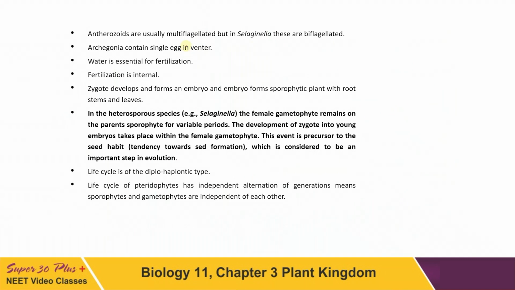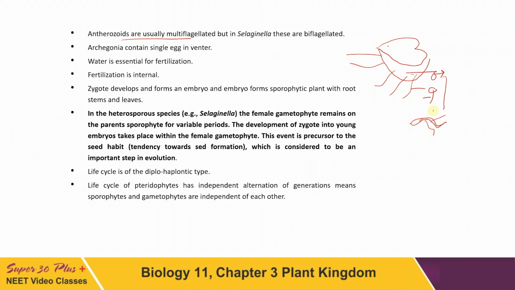Antherozoids are multiflagellated. This is the prothallus. You see, on the ventral side of the prothallus, these are the rhizoids. The male and female sex organs will be there on the ventral side. The male will make multiflagellated and spiral antherozoids, which need water. They will reach the archegonia. Archegonia are comparatively reduced, and have the egg inside. Archegonia contain a single egg. Water is essential for fertilization.